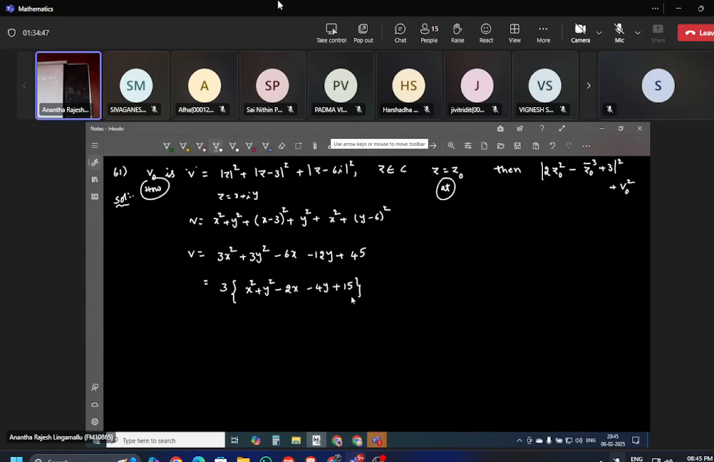Where does the minimum value occur for this? At which (x, y) does the minimum occur? If I put x and y as 0, the answer is 15. Is 15 my only answer, or can I get less than 15? Where do I get the minimum? What is the guarantee that it is (1, 2)?